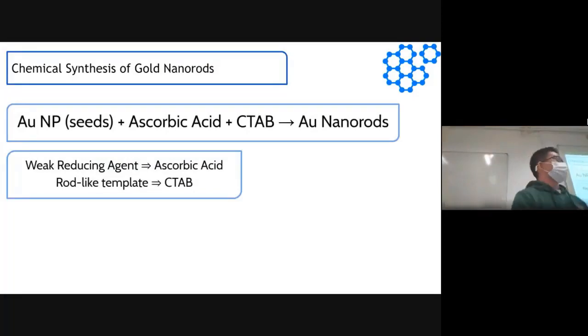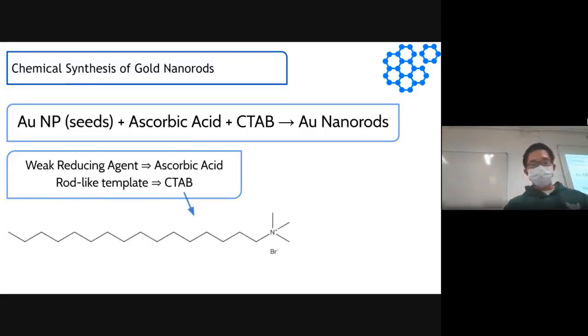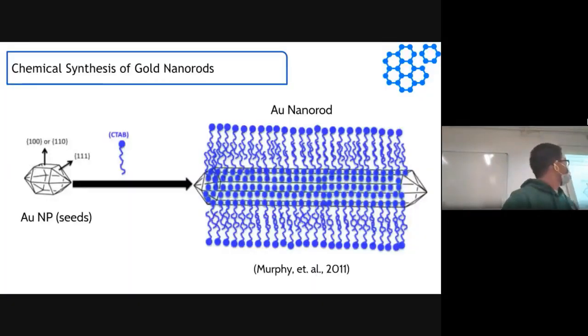So moving on, there's also the increasing use of nanorods, which are essentially rods in the nanoscale, and this can be synthesized by using nanoparticles, and then you add this thing called CTAB, which is a rod-like template, and you'll get gold nanorods. So this is the structure of CTAB, and you can see that it has a quaternary ammonium ion, which will be used later.